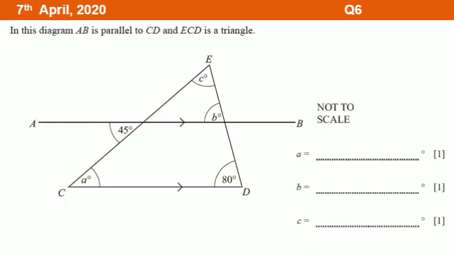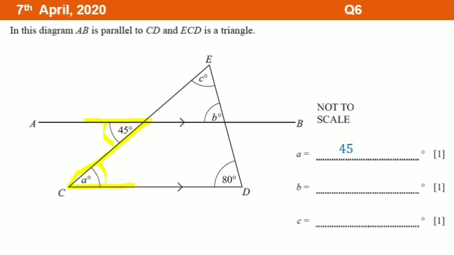Question 6. In this diagram, AB is parallel to CD and ECD is a triangle. We are going to find angle A, angle B and also angle C. Before answering the question, you need to observe the diagram properly, and check whether there are alternate or corresponding angles on the diagram. Let us focus on angle A first. I can make a letter Z in here. As you can see, this is a Z shape. So it will be alternate angles, right? If there are two alternate angles, the angles will be equal, so it will be 45 degrees.